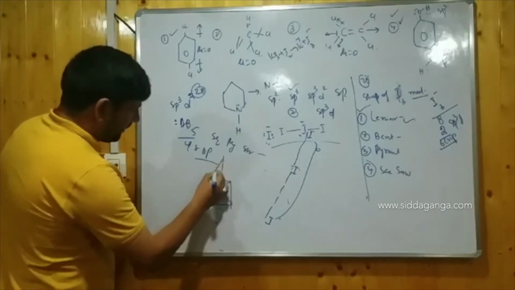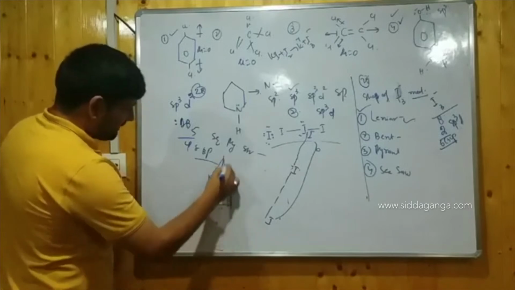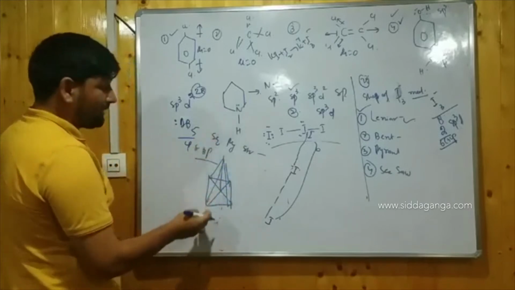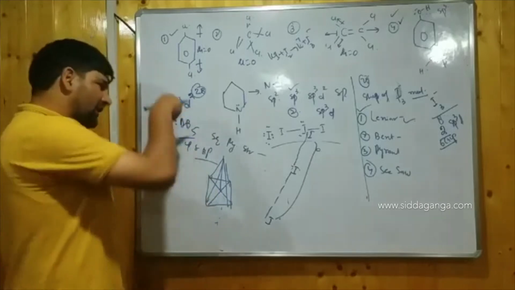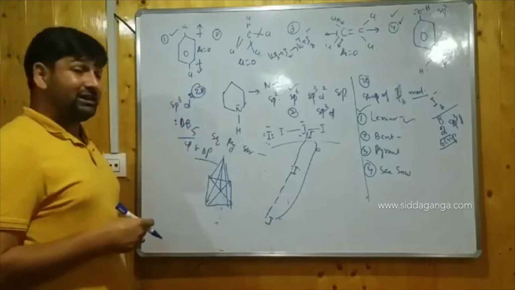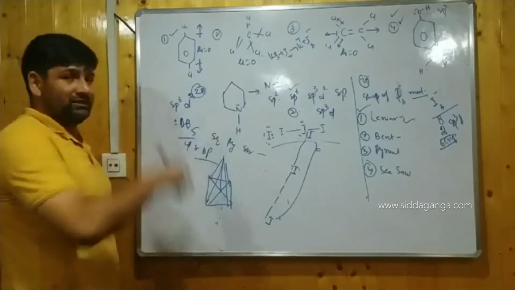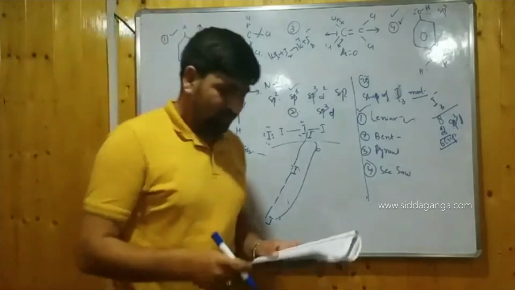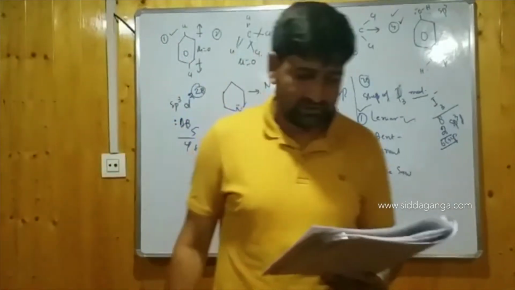Once I have shown 5 bonds, you tell me what will be the shape of the molecule. Square pyramidal. Yes or no? Will it always have square pyramidal shape? No. It depends upon the number of lone pairs of electrons and bond pairs of electrons respectively. So obviously the 4th option is the wrong option.